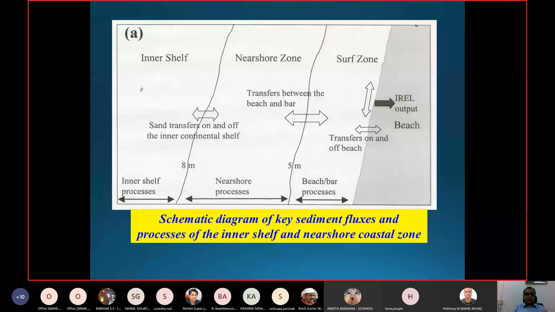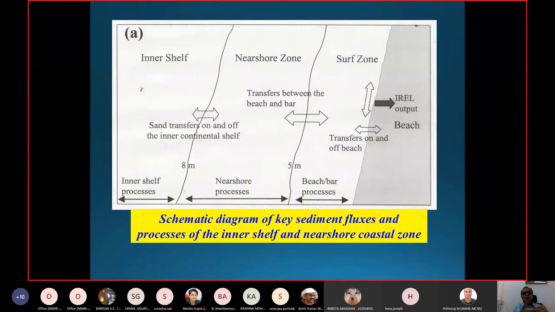See, I just show to you, this is a schematic diagram. So I just show the inertial. Inertial, it ranges from 8 to 10 meters in that area. And then you have a near shore zone, surf zone, and the beach. This is the nomenclature. What happens in the inertial?